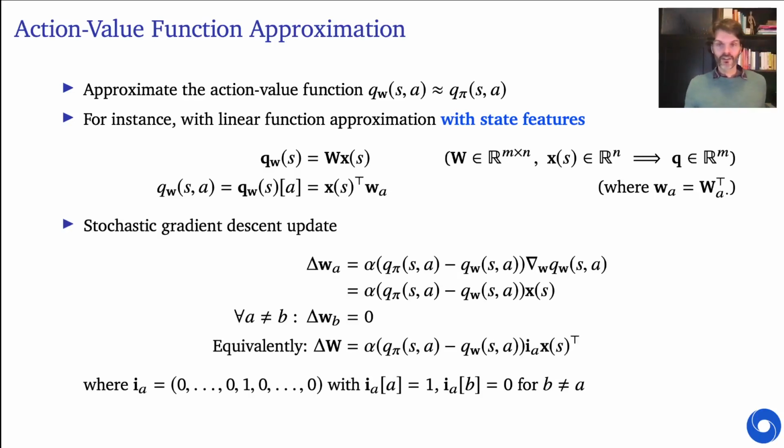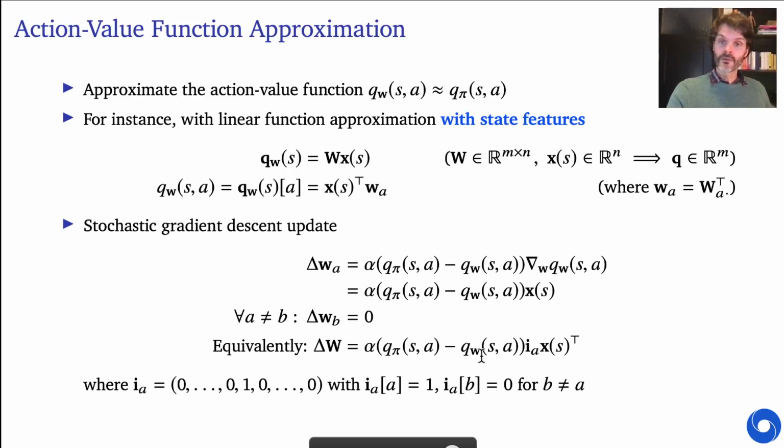The updates are very similar to before. We can just update the parameters associated with the action that we're interested in, and we just don't update the parameters of all the actions that we are not interested in, because they correspond to different actions. So b here is just any action that's different from the one that we're updating, a.